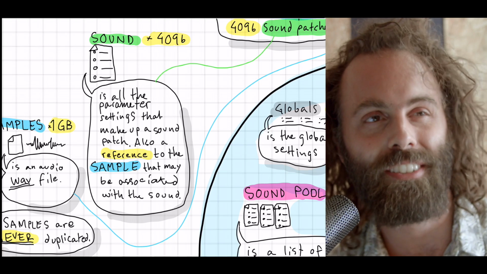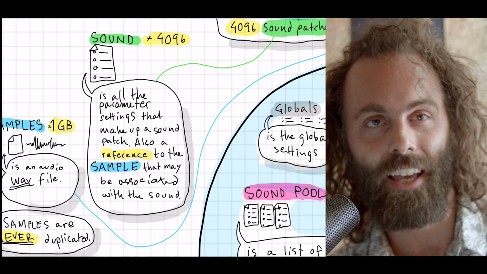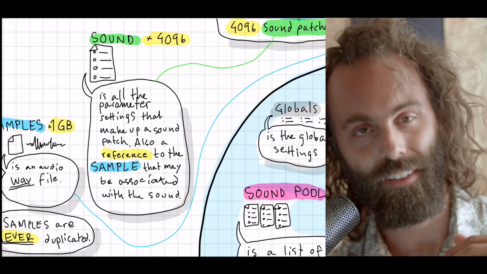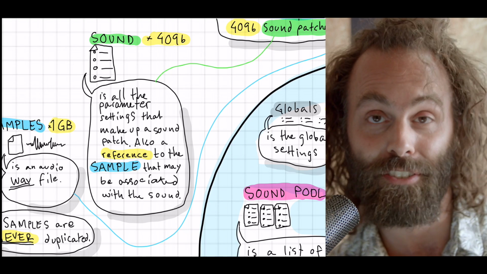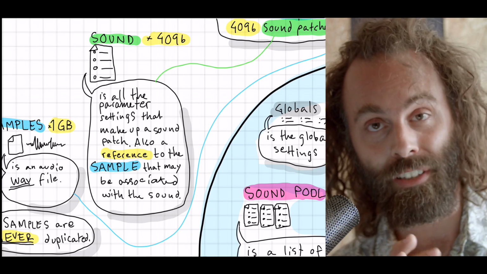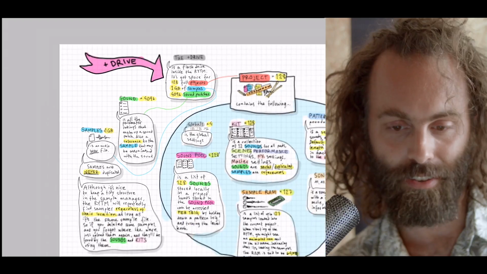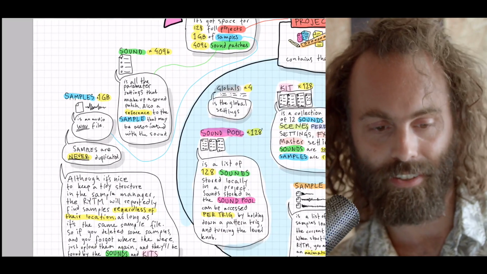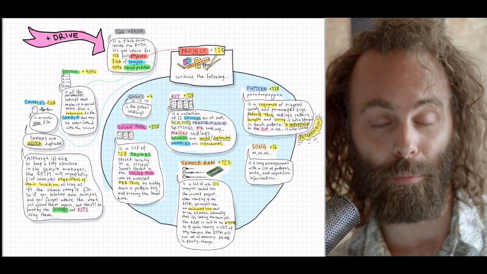Also, I want you to know sound patches can be saved in a global place on the flash drive. Kits can be saved only locally in a project. So these things, sounds and samples, are available from everywhere.